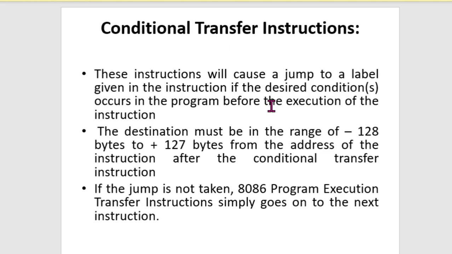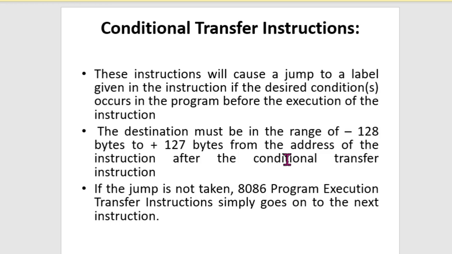So this is about the call. Now there are conditional transfer instructions. Conditional transfer instructions cause a jump to a label when a desired condition is met. Here you need to know that the jump cannot take place anywhere in the 64 kilobyte location or beyond. You cannot make a jump that way. So the jump is restricted: it is only between minus 128 to plus 127 bytes.